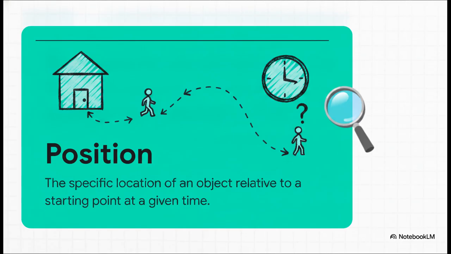Our next term is position. Position is the specific location of an object relative to a starting point at any given moment in time. Think of it like this. If you walk out your front door to head to school, your front door is the starting line. Your position is the exact number of meters away you are from that door at a specific second. If you stop to tie your shoe, your position stays the same while time keeps ticking. It's your exact coordinate in the world right at that moment.